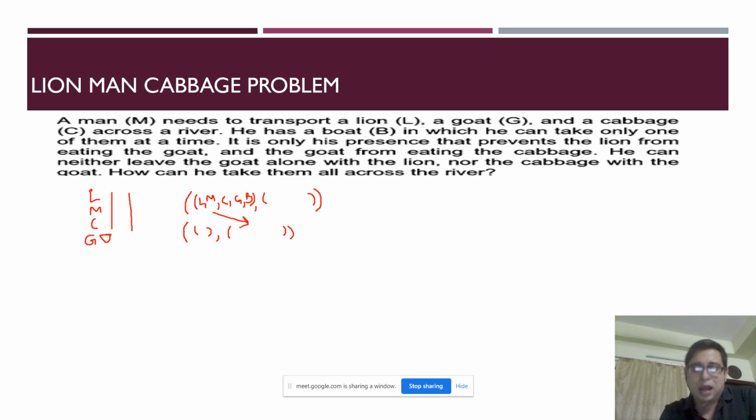And most importantly you can argue that, sir, is it required to have the boat over here? Is it not implicit that wherever is the man, there is the boat, right? So probably I may not represent the boat. So another representation can be just this L M C G.